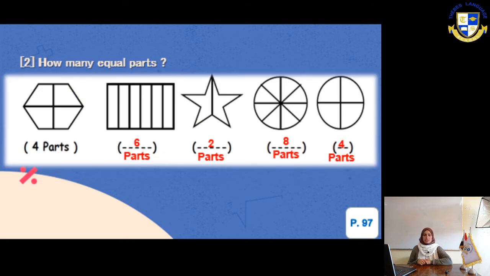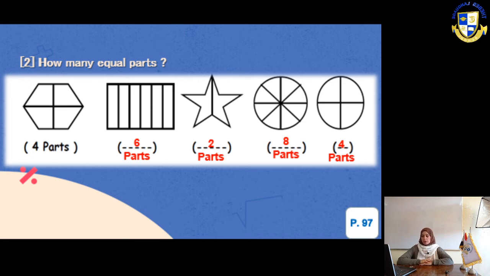Continue with page 97 from your book. Another shape. Start with the first one, 1, 2, 3, 4, and of course the 4 parts are equal, so it's checked as 4 parts. Look at the second shape, the rectangle. How many equal parts? Count. 1, 2, 3, 4, 5, 6. So you have 6 equal parts.